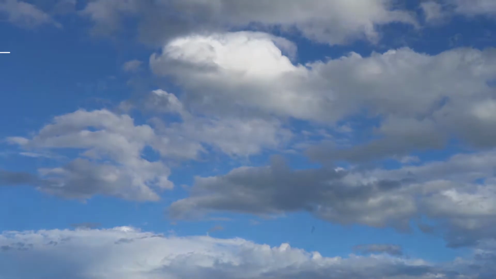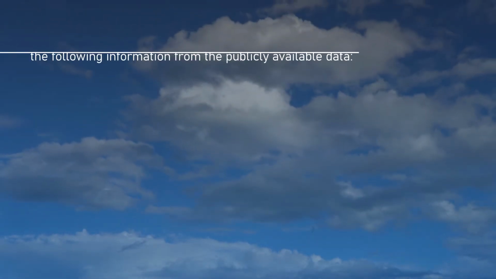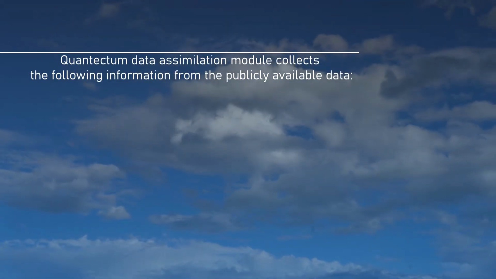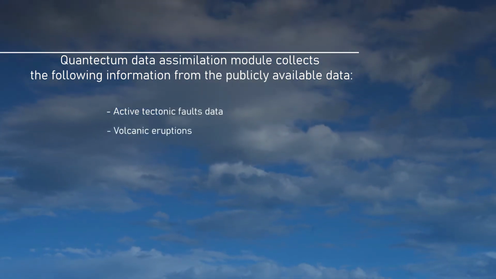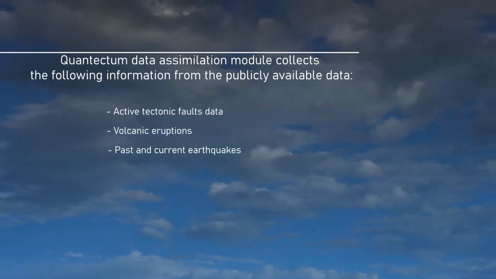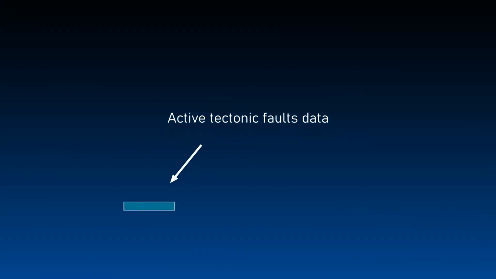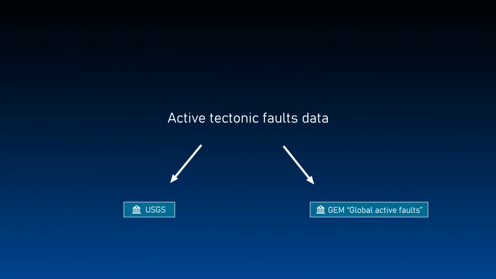Quantectum data assimilation module collects the following information from the publicly available data: active tectonic faults data, volcanic eruptions, past and current earthquakes. Active tectonic faults data are publicly provided by USGS and GEM, Global Active Faults Project.